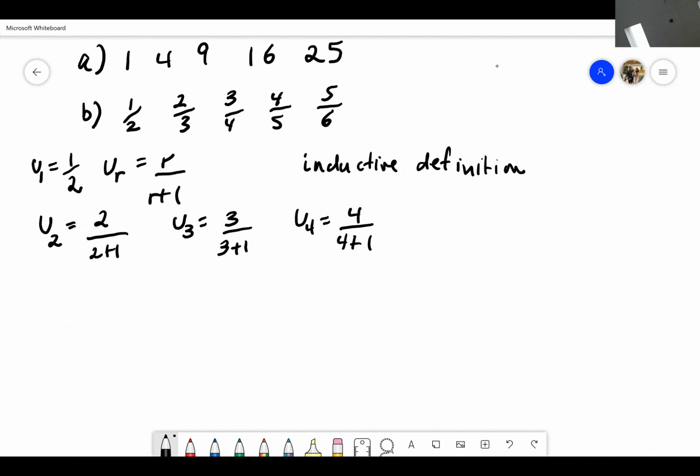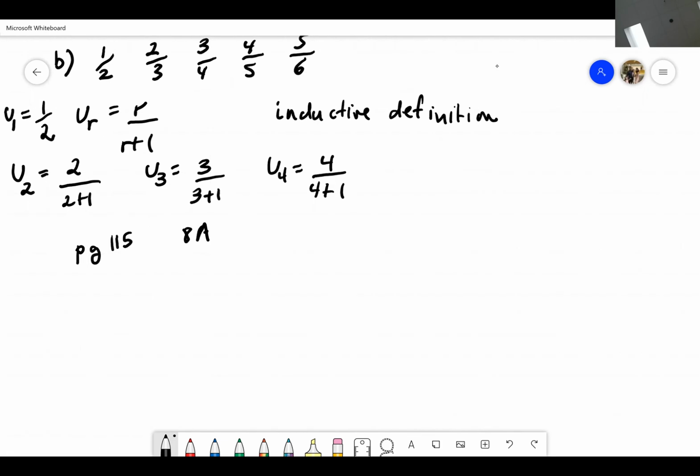So what I want to do is go ahead and just practice some of this. If you turn to page 115, if you have the book, if not, we're on page 115, section 8A. I might give you something like this: u of 1 equals 7, and u of r plus 1 equals u of r plus 7. And I ask you to write the first 5 terms.